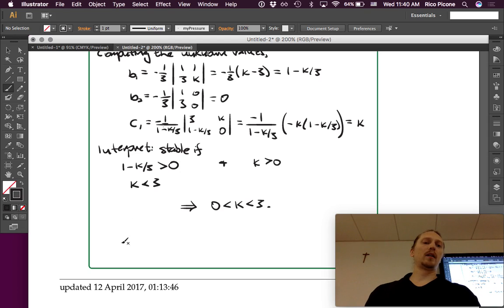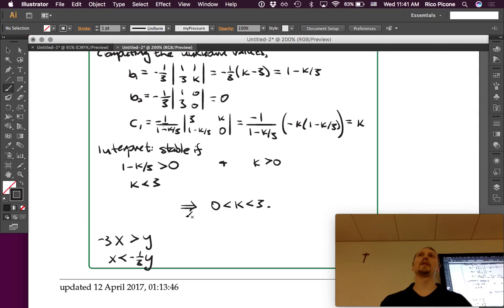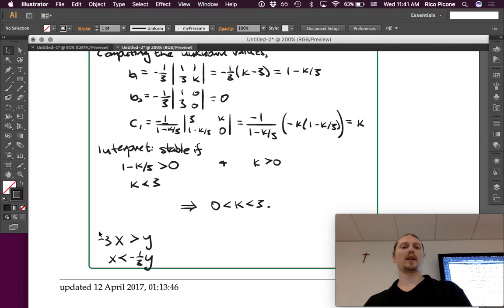Oh, if you have an inequality, like if you said negative 3x is greater than y, if you wanted to solve for x, you have to multiply both sides by negative 1 over 3, right? And you have to switch the direction of the inequality then, since you're multiplying by a negative. So you just say x is less than negative 1 over 3 y. I know, it's hard to remember some of those rules, but it makes sense if you think about it.